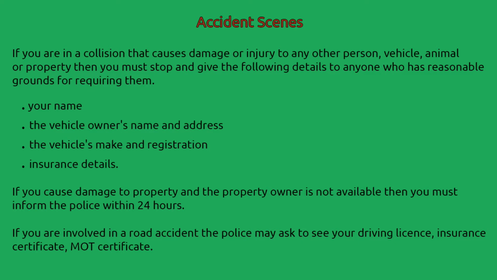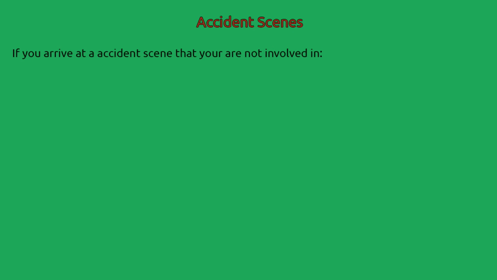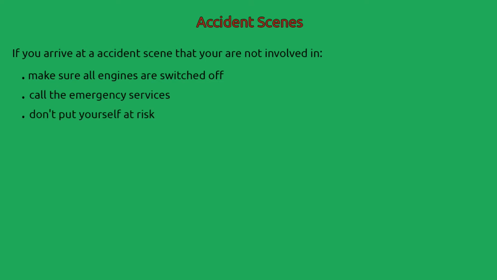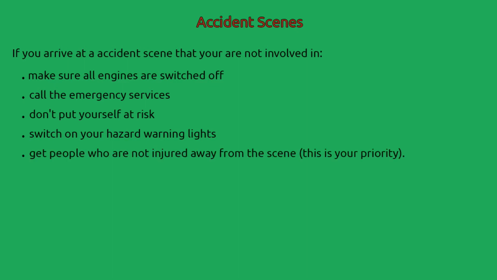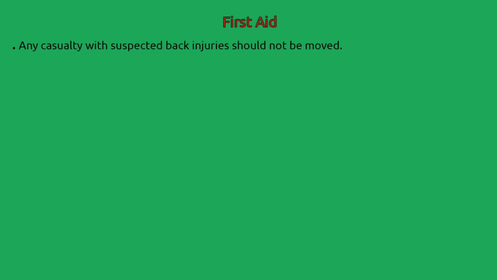If you are involved in a road accident, the police may ask to see your driving licence, insurance certificate and MOT certificate. If you arrive at an accident scene that you are not involved in, make sure all engines are switched off. Call the emergency services. Don't put yourself at risk. Switch on your hazard warning lights. Get people who are not injured away from the scene. This is your priority.